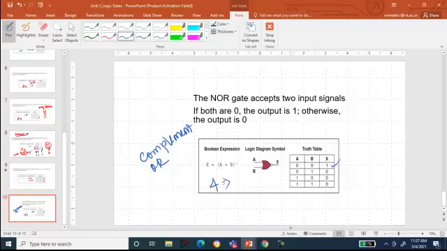With this, we have discussed the basic logic gates.